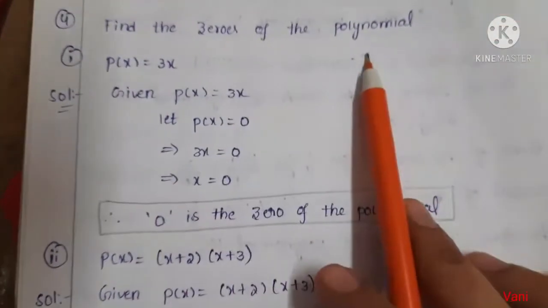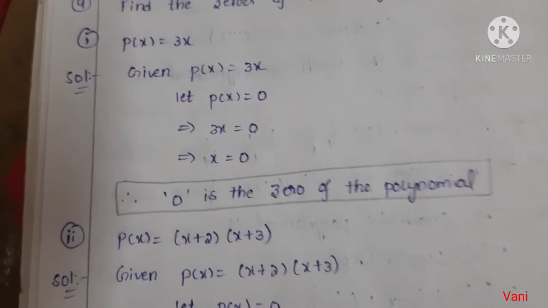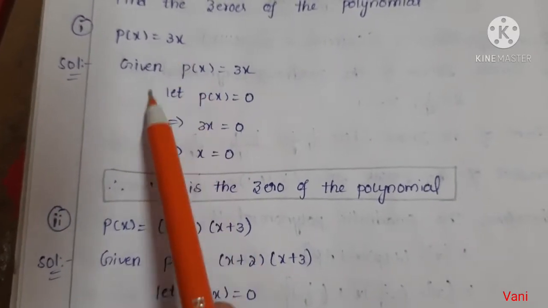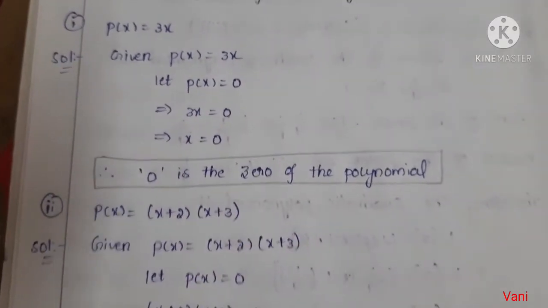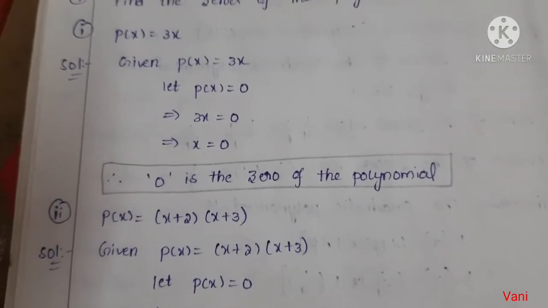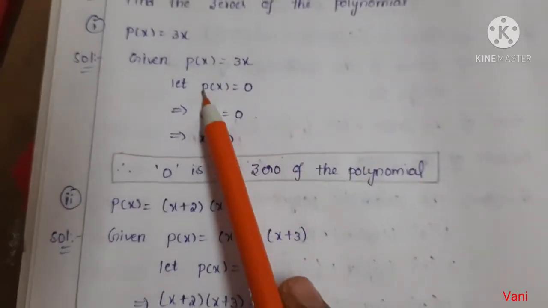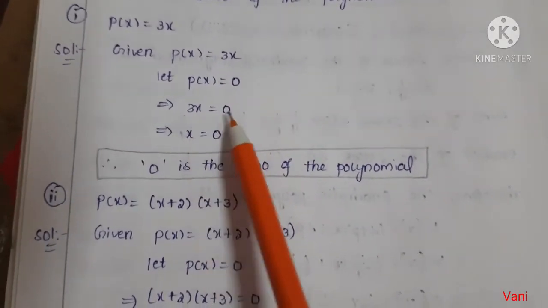In the same order, you can see another problem. Find the zeros of the polynomial. Here we have to find the zeros of the polynomial. First write the given polynomial, p of x is equal to 3x. Whenever we have to find the zeros of the polynomial, first equate the polynomial to 0. So let p of x is equal to 0. So p of x is nothing but 3x is equal to 0.